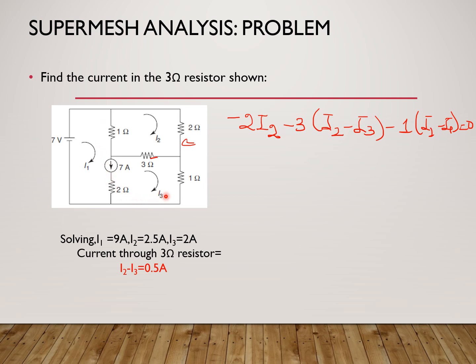So once that is considered, 2 equations are already done. The third equation will be for the normal mesh, which is not a part of the super mesh. I2, mesh 2, is not part of the super mesh. So write normal KVL or normal mesh analysis for mesh 2. Then you get 3 equations, you solve them. These are the steps which are followed.